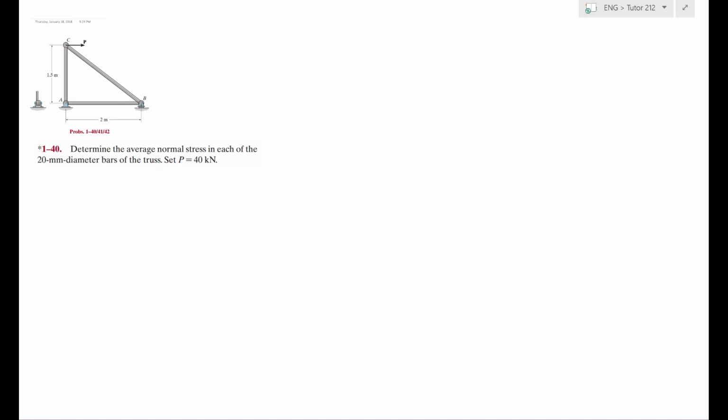All right, so hopefully you remember: average normal stress is equal to our normal force, our axial force in the members. And again, this is a truss, so the members are really only subjected to those axial forces, which is the cool thing about truss systems. So we've got that N over A, and A is that cross-sectional area, which will be determined from that 20 millimeter diameter they gave us.